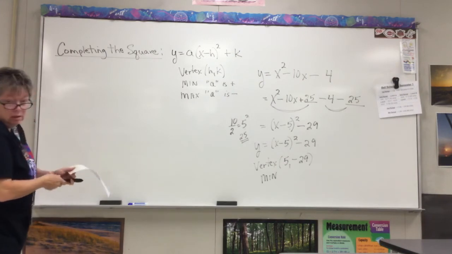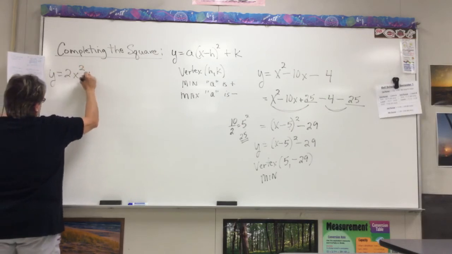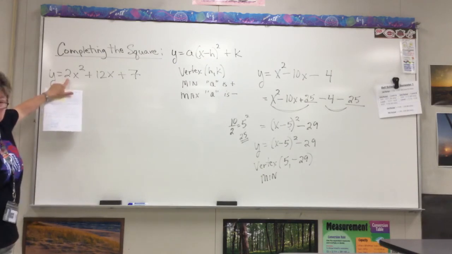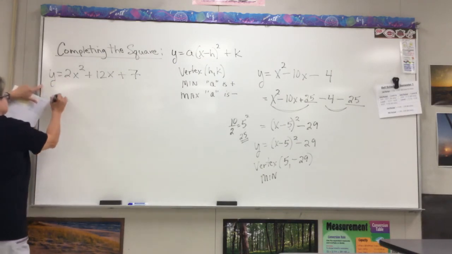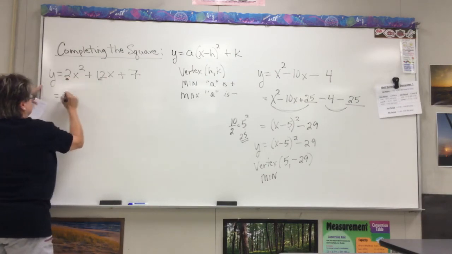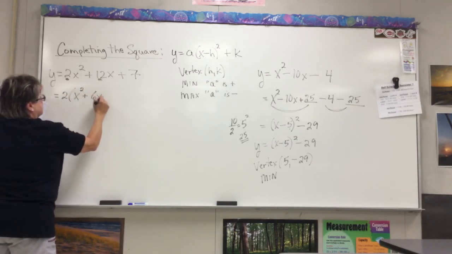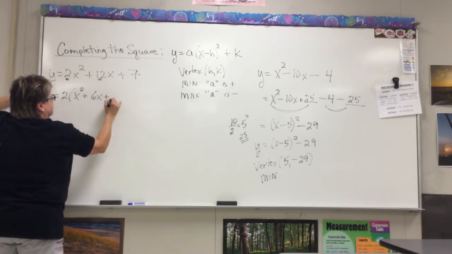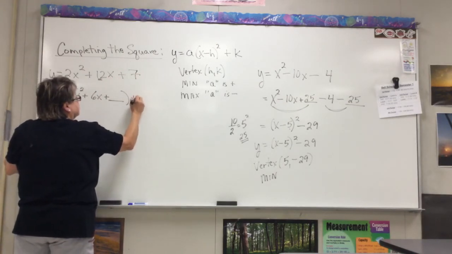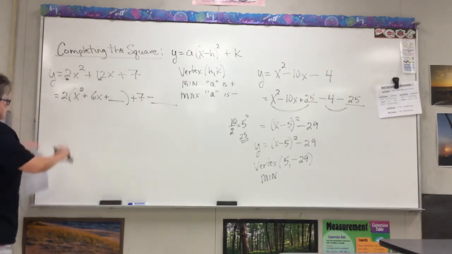Okay, so maybe something a little bit more difficult here, like y equals 2x squared plus 12x plus 7. Okay, so you notice now our leading coefficient's not 1 anymore. So to handle this one, we want to factor this 2 out of the first term and the middle term. Okay, so pull out a 2. So you get x squared plus 6x here. And then I'm going to put inside this parenthesis our plus something. Okay, scoot the 7 over, minus something.